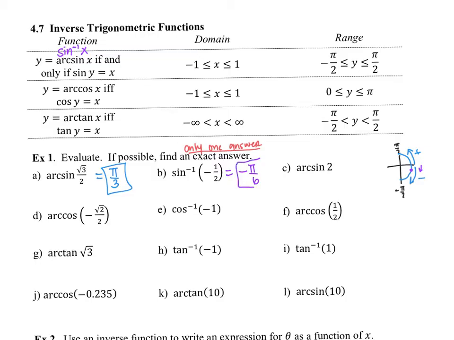If you can't tell looking at it, you could call it 11 pi over 6 and then subtract 2 pi from it, and you'll still get negative pi over 6. Okay, now one more arcsine. This is the arcsine of 2.